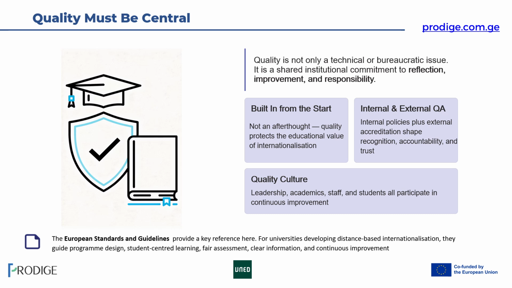In practice, this means asking some very concrete questions. Are programs really designed for meaningful international and intercultural learning, or are they simply being delivered online to a larger audience? Are students properly supported across languages, time zones, and very different personal circumstances? Are assessment, feedback, and recognition processes clear and trustworthy when they cross borders? This is why quality in international distance education is not only about technical efficiency, it is about educational coherence. The digital dimension, the international dimension, and the student experience all need to work together in a way that is academically sound and institutionally reliable.